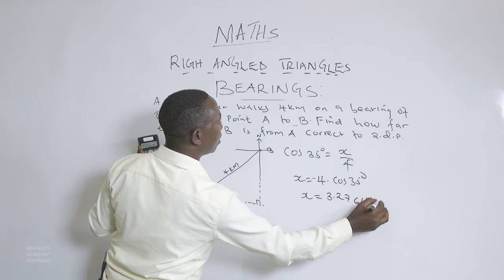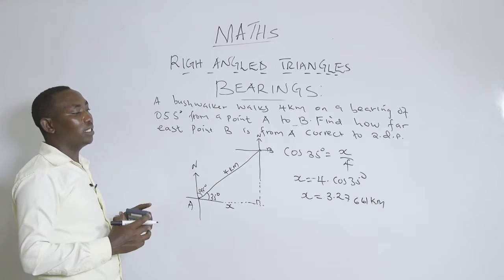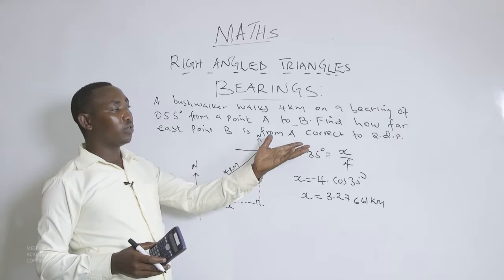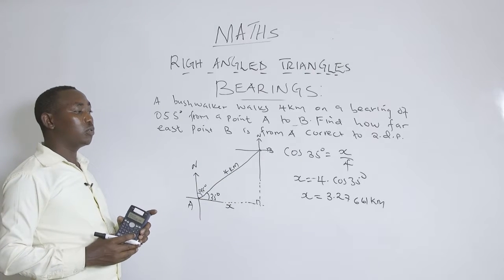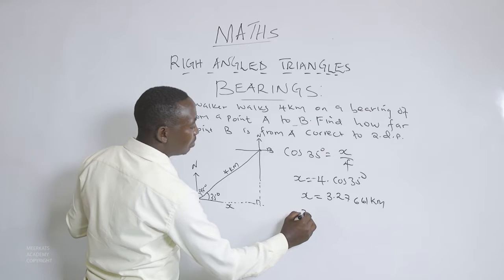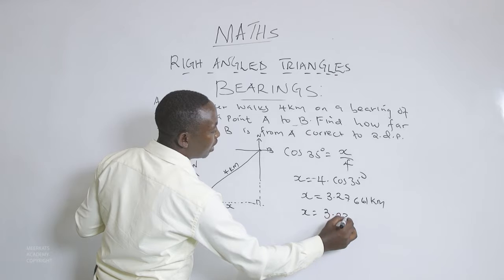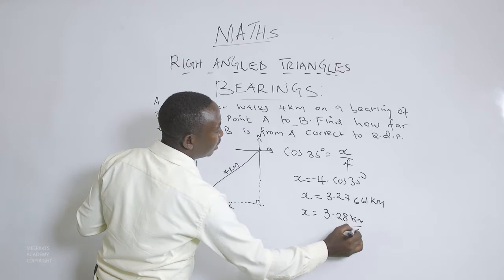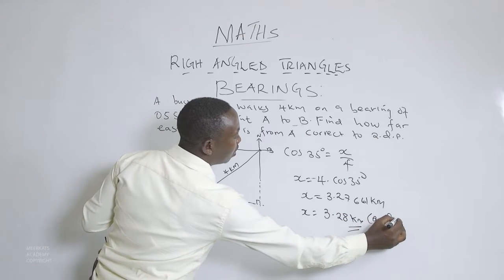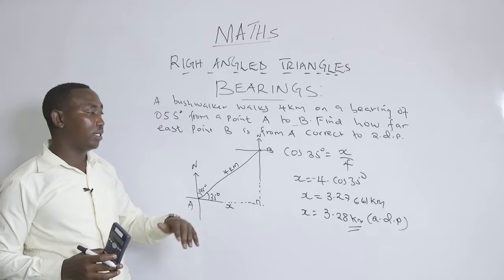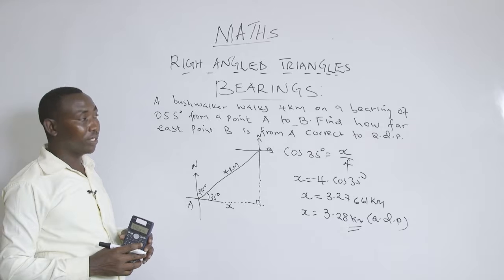3.27661 kilometers. That is to 5 significant figures. But the question requires us to write our answer correct to 2 decimal places. That means that our x shall be 3.28 kilometers, and this is to the nearest 2 decimal places.